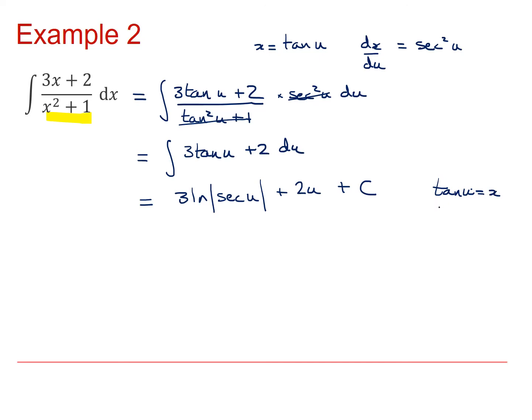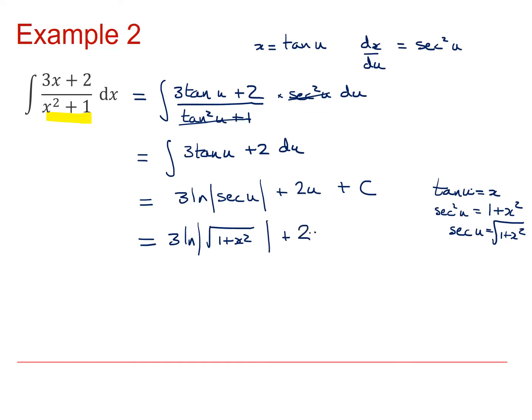So I can write that sec squared u, which I know is 1 plus tan squared, is equal to 1 plus x squared, and so sec u is equal to the square root of 1 plus x squared. So I can put this back into my expression here, and I'm going to get 3 log root 1 plus x squared plus twice arc tan x plus c.